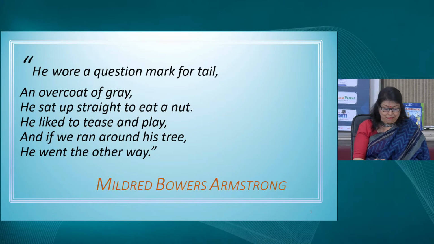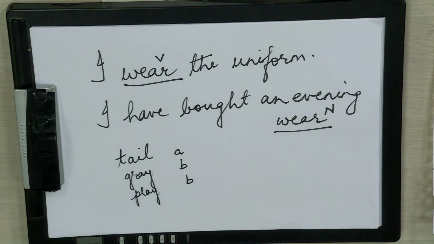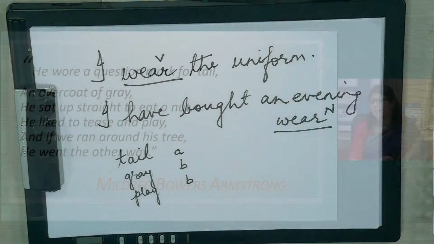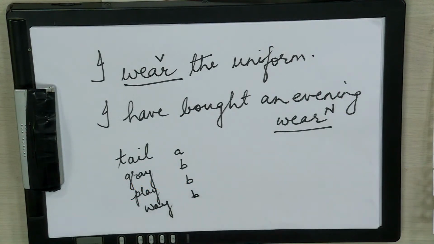He liked to tease and play, of course. Grey and play are going together. Again, you will write B. Isn't it? B sound is again, grey rhymes with play. And in the last line, he went the other way. Way is also rhyming. So again, it is B.